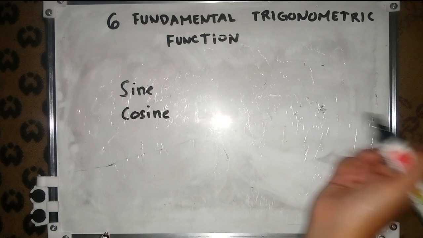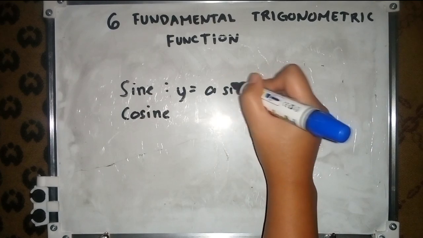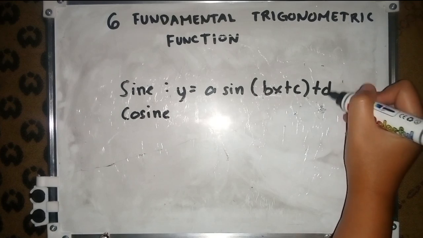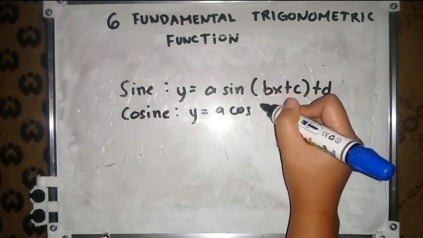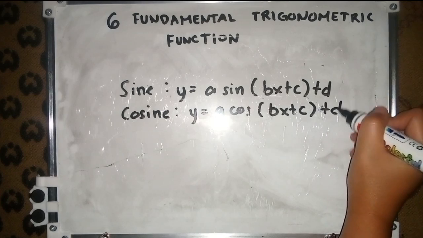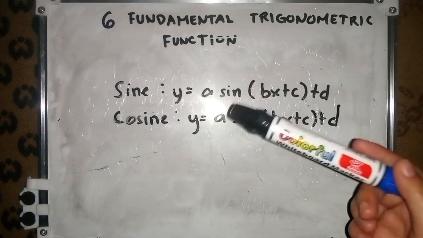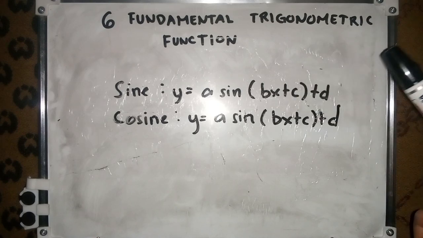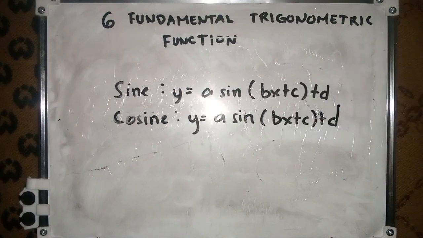Which can be defined as this. So, y equals a sine (bx plus c) plus d, and cosine, y equals a cosine (bx plus c) plus d, where A represents the vertical stretch or the amplitude, and B is used to calculate the period or the horizontal stretch or compression, and C is the horizontal shift, and D is the vertical shift.